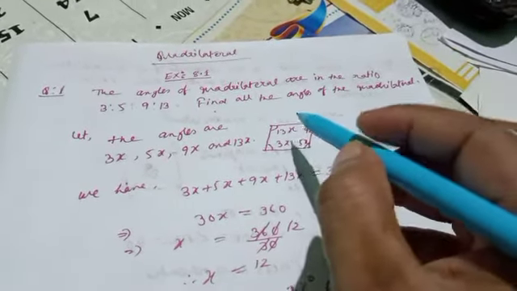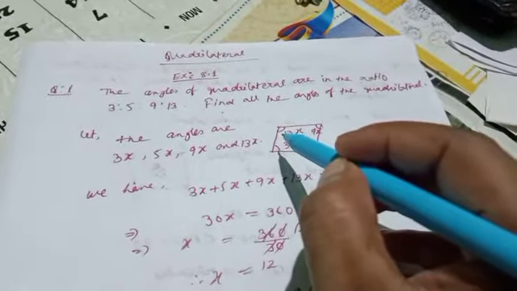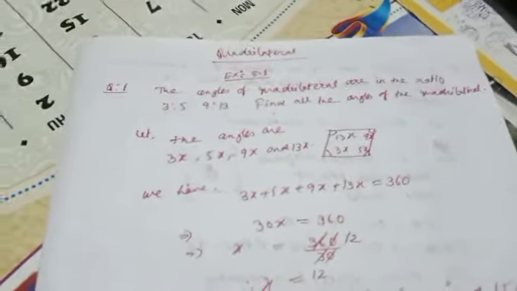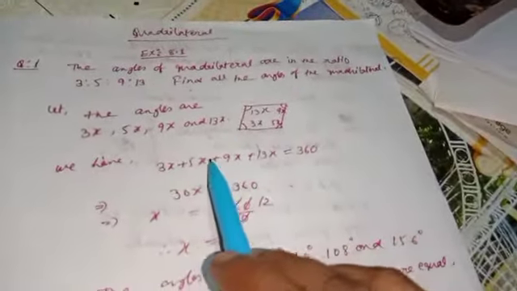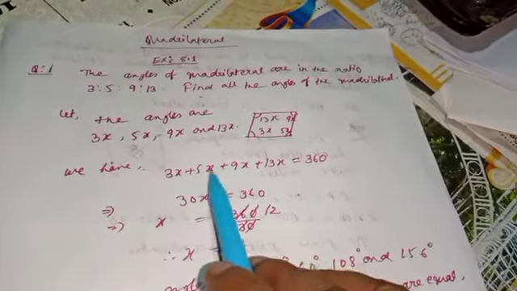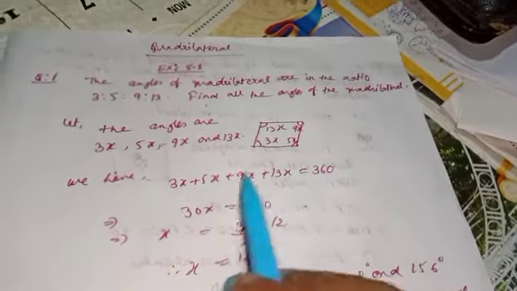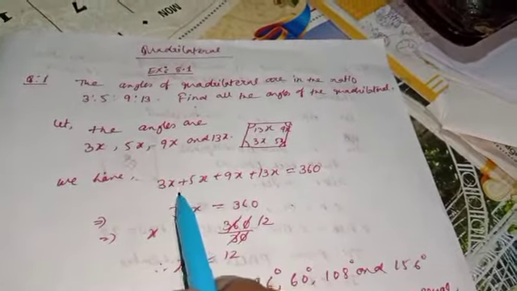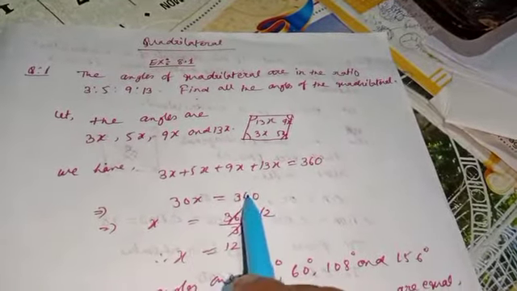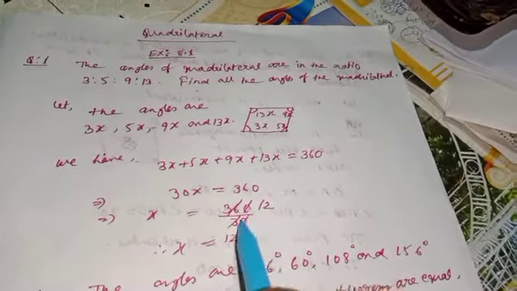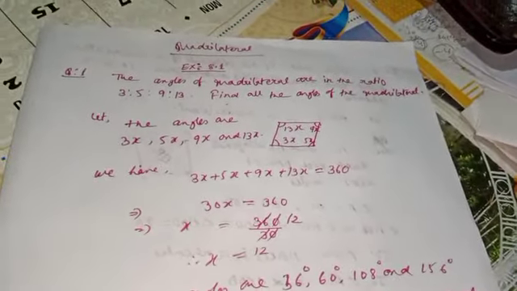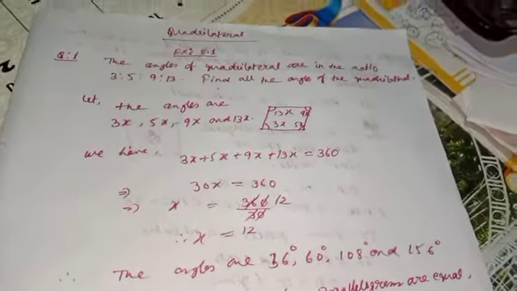Then all of you know the angle sum property of a quadrilateral: how much is it? 360 degrees. The sum of the 4 angles of a quadrilateral is 360 degrees. So here I have written 3x plus 5x plus 9x plus 13x is equal to 360, because the sum of the 4 angles is 360. If you add these 4 angles, you get 30x is equal to 360. So x is equal to 360 by 30, zeros cancel, 3 twelves are 36. Therefore the value of x is 12.